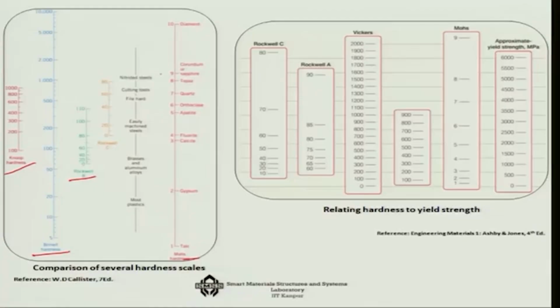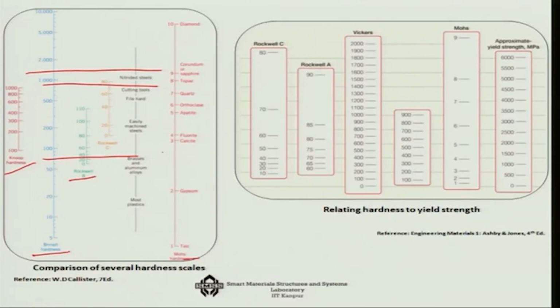For example, when you talk about nitride steels, somewhere between 1000 to 2000, maybe 1200 or 1300 is the maximum value you can see in the Brinell hardness scale. For the cutting tool, as you can see, the maximum value is around 700. And similarly for all other materials, like brushes, it is somewhere around 70 or so in the Brinell hardness. So this slide tells us where we expect the values to come from, which has been standardized.